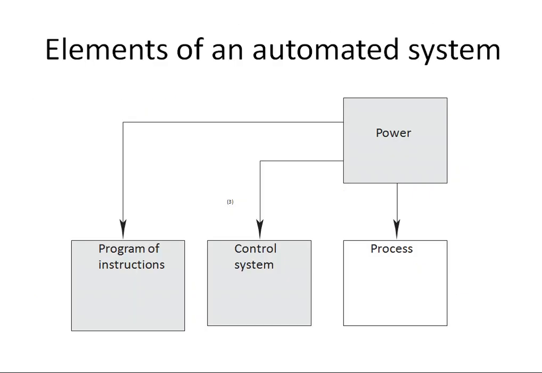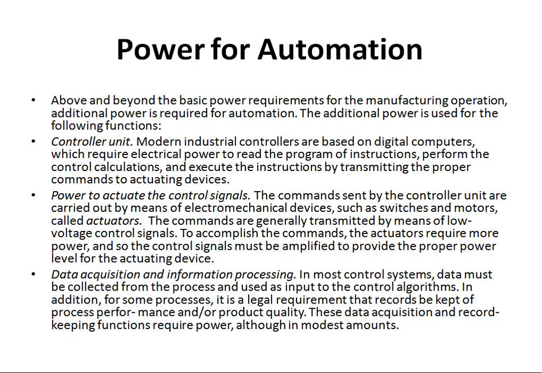So when we come to power, you can see power is needed for the program of instructions to control the system by inputting power stage by stage. By this the process is executed. So all the 3 phases of power are needed in an automated system. When we talk about power for automation, the additional power generated is used for different functions. One is the controller unit, second is the power to actuate the control signal, third is data acquisition and information processing.